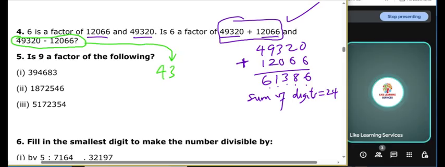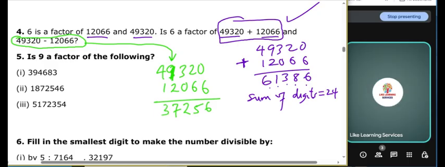49320 minus 12066. This is 6, this is 5, this is 2, and this is 7. This is 3. Sum: 3 plus 7, 10, 12, 17, 23. No, this one is not divisible by 6.